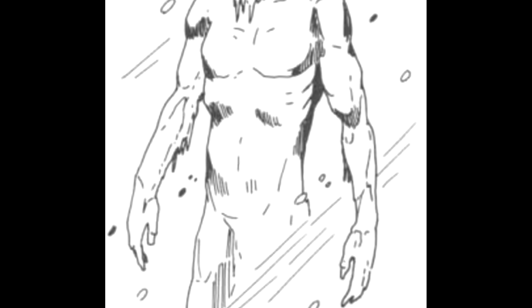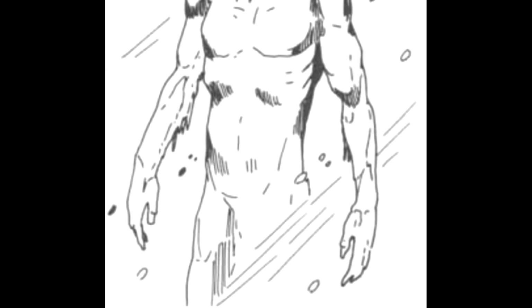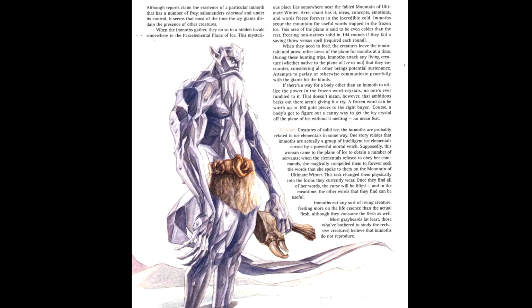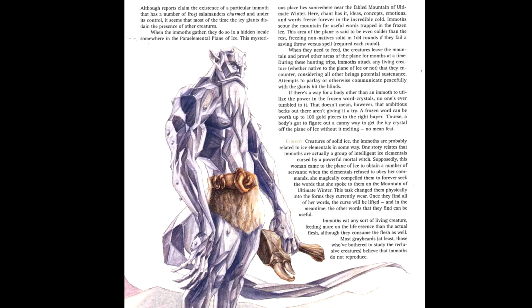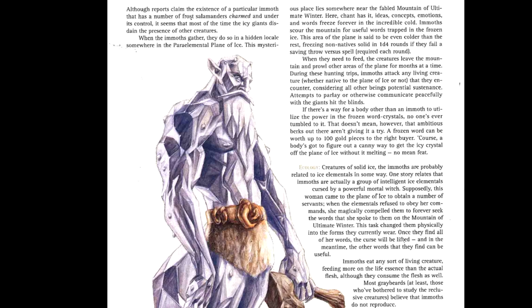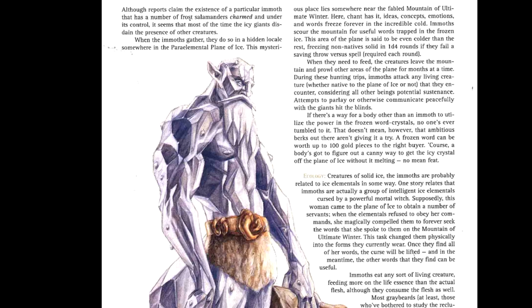Somewhere near the Mountain of Ultimate Winter is a secret place where Imiths tend to gather. The Imiths scour the mountain for useful frozen words and ideas to keep and adorn their bodies with. It has the same properties as the Mountain of Ultimate Winter, meaning that everything freezes, non-natives freeze solid in 1d4 rounds, etc.